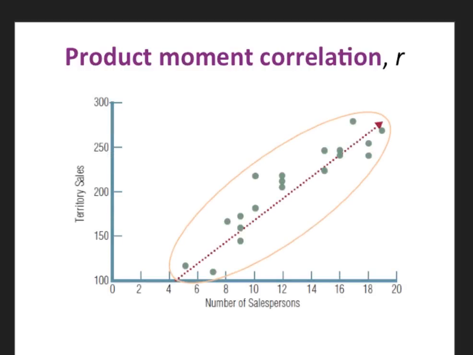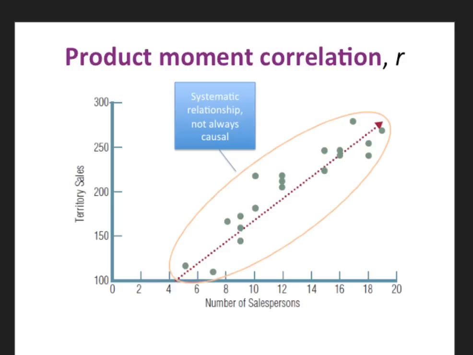It is an index used to determine whether a linear or straight line relationship exists between variable x and variable y. In this example, territory sales and number of salespersons. The correlation coefficient gives us an idea of whether there is a systematic linkage that is consistent between the levels or labels of these two variables.